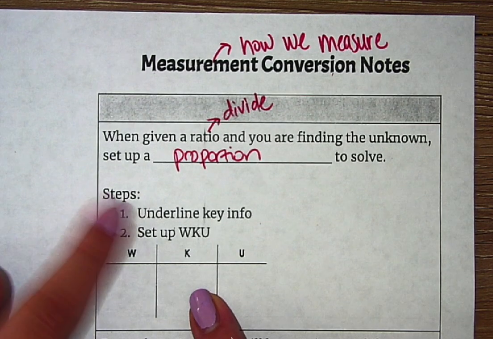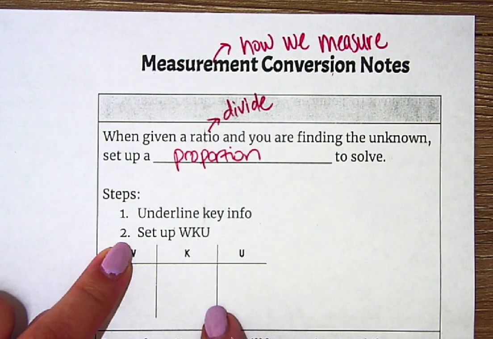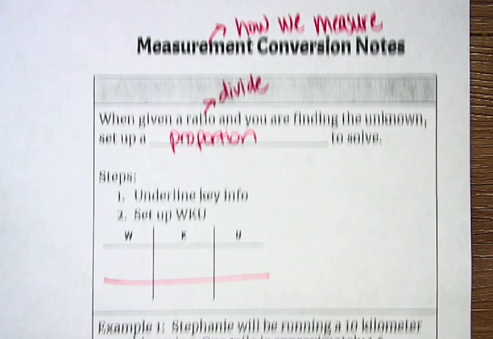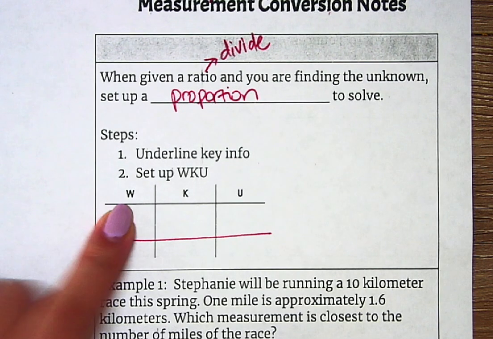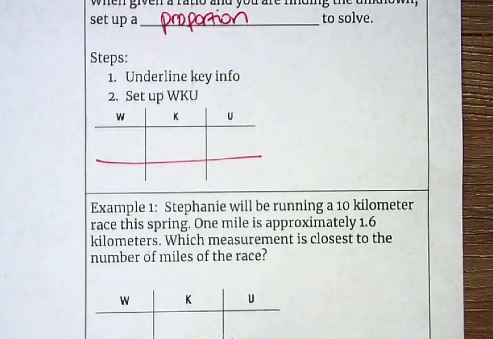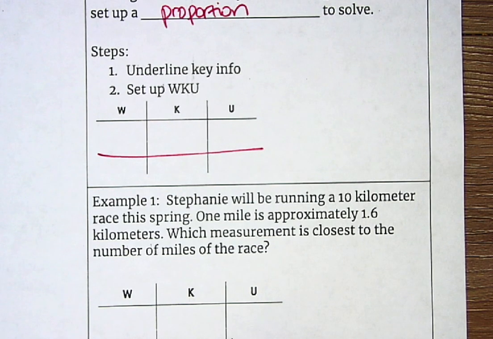So I wrote the steps here. Underline key information, and then you're going to set up WKU right here. Okay. Looks like tic-tac-toe. The words, what you know, and the unknown. So let's do an example. It says Stephanie will be running a 10-kilometer race this spring. 1 mile is approximately 1.6 kilometers. Which measurement is closest to the number of miles of the race?